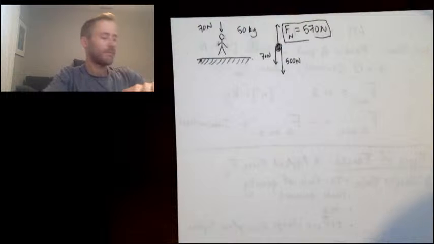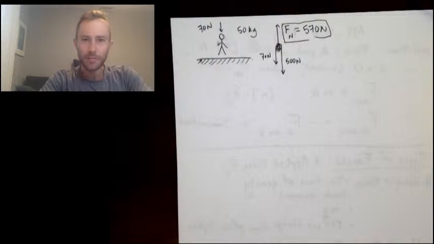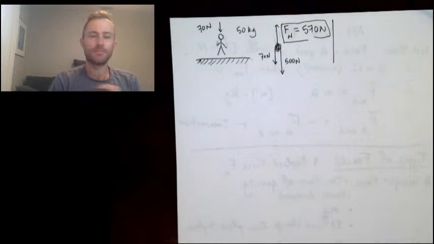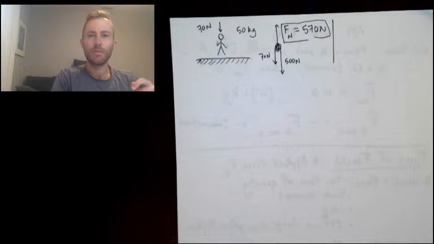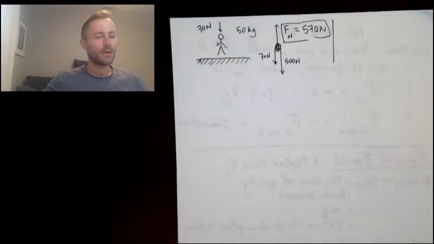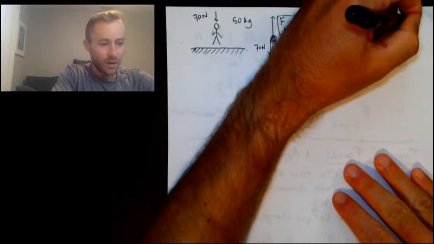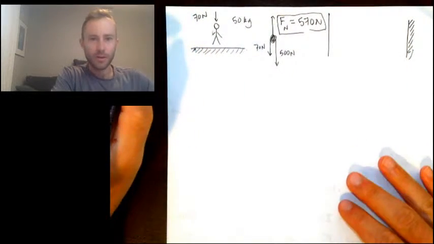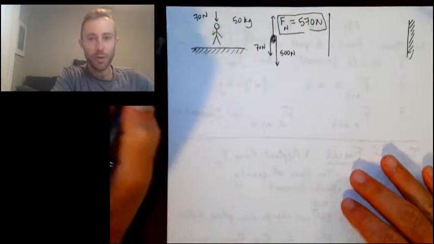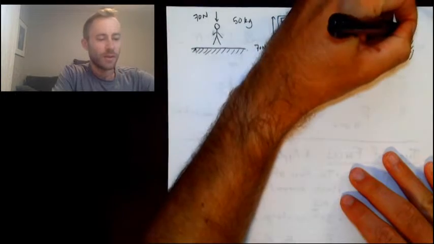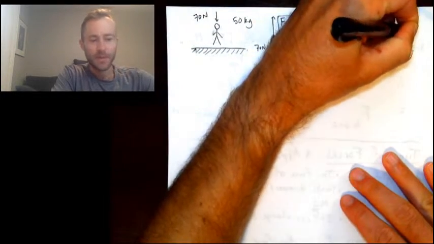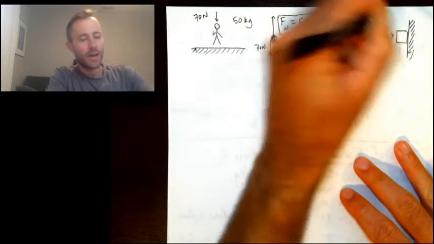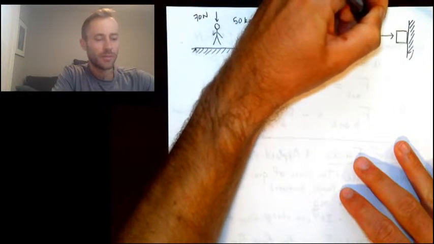Okay? So that's an example. Another example is what if you had a wall like so? Okay, so instead of a floor, it's a wall. And you have a box. And the box is being pushed by a 30 Newton applied force.